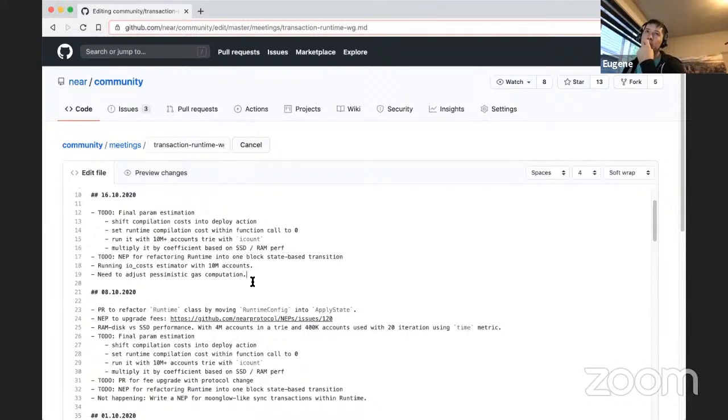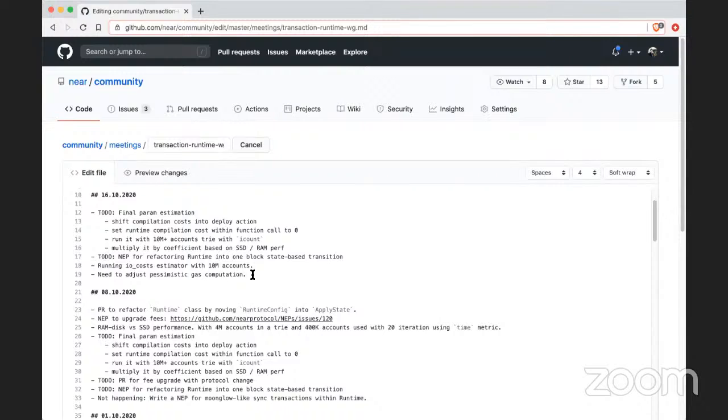I think that's it from runtime or transaction runtime so far that was happening. I don't think there's anything else.